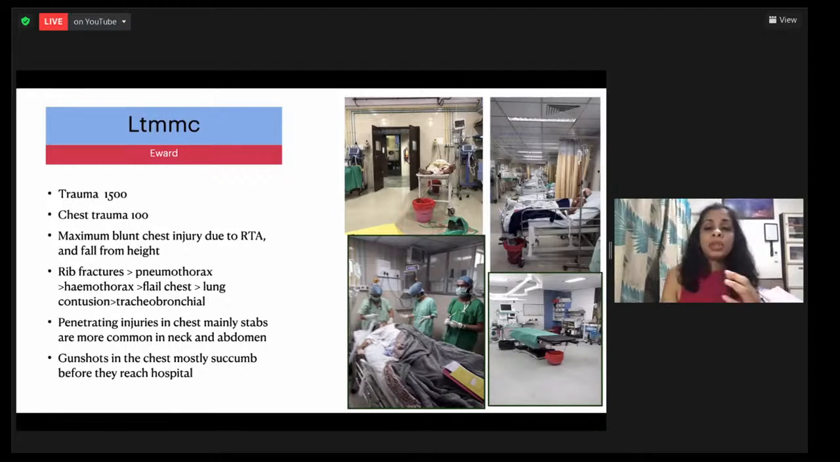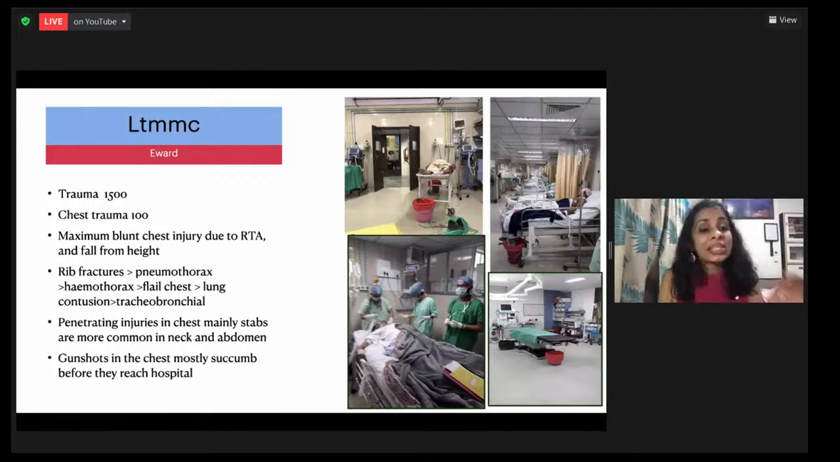And then when the patient is slightly stable, or when we have decided that this patient can go for CT, or this patient needs to go to ICU for further management, or this patient needs to be wheeled into the OT directly. So in my hospital, in the last 1 year, we had 1,500 trauma admissions. We had chest trauma around 100.